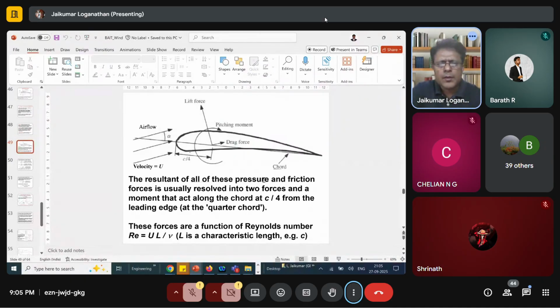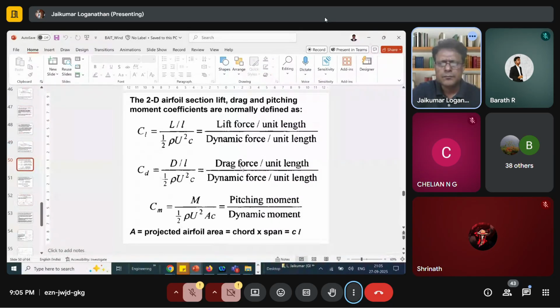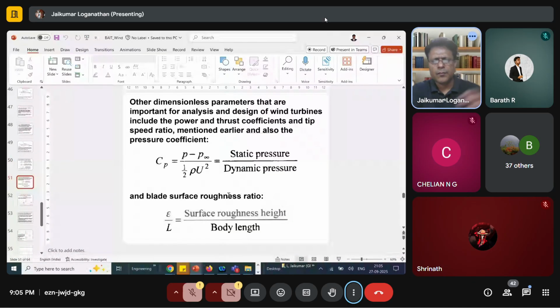You see that, right? So here the airflow is coming in this direction. The lift force is computed normal to the airflow. The drag force is computed parallel to the airflow. Okay, keep that in mind. And then you normalize the lift force with your dynamic pressure to get your lift coefficient, drag coefficient, etc.